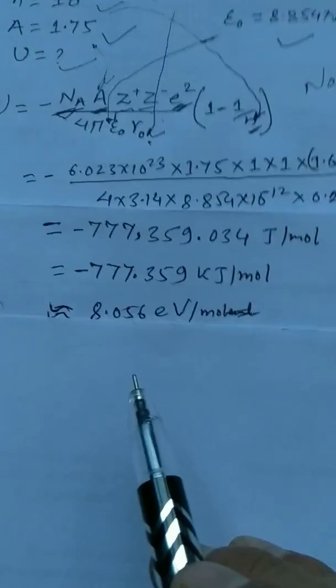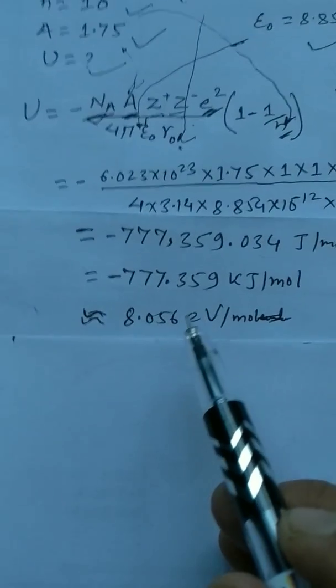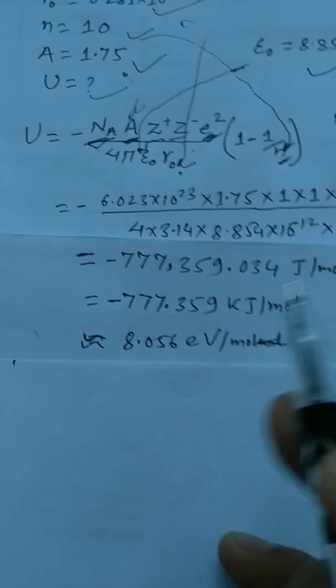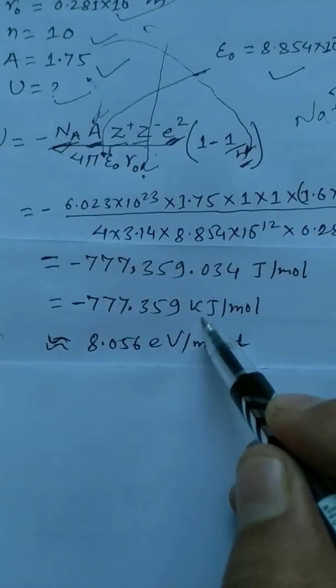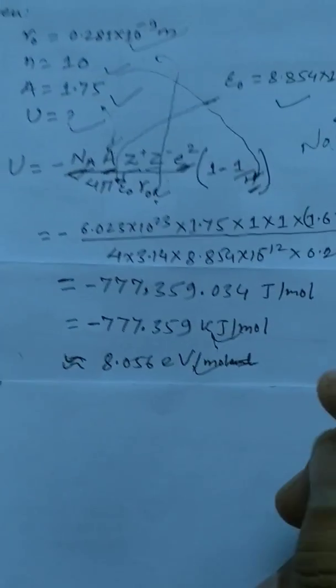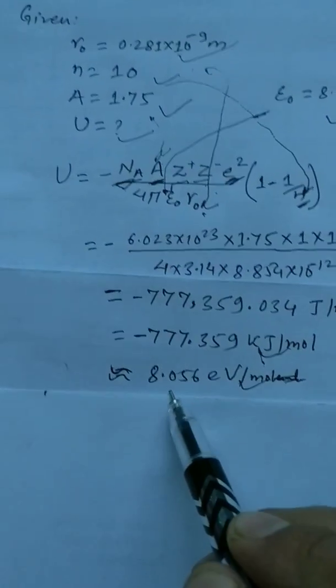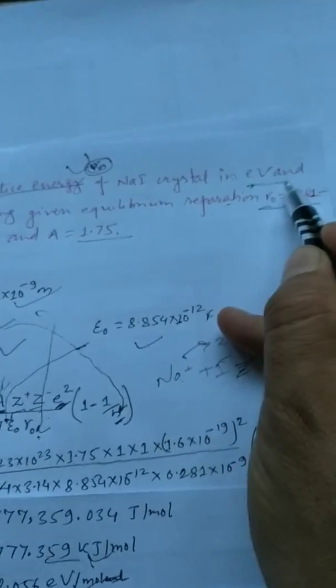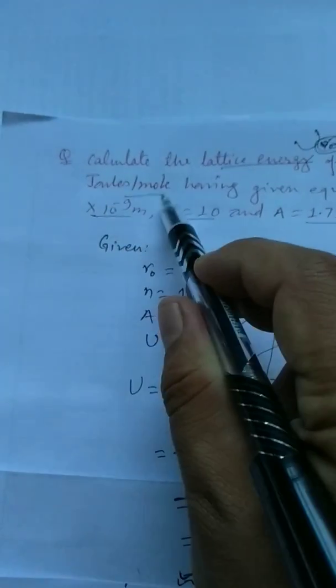Then after that, we can convert it into electron volt per mole by just interconverting, or by changing its unit conversion. So we can obtain both in electron volt and kilojoule. So this is the energy which our question asks here, in electron volt and in joule per mole.